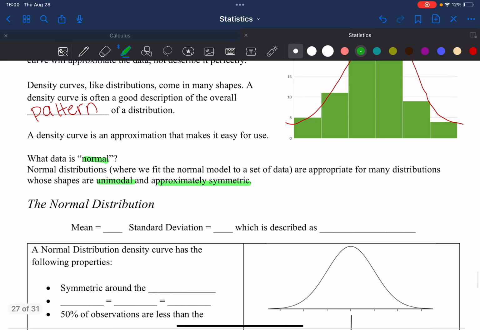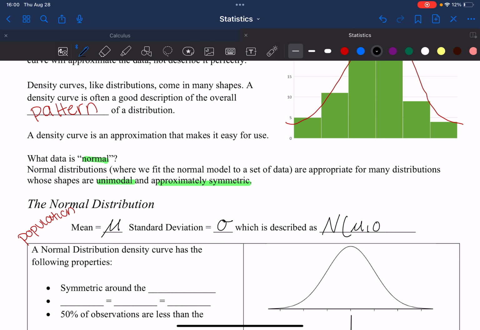Now, talking about the normal distribution, we're going to give new variable names to mean and standard deviation. So before we were talking about sample, and now we are talking about population. So for a population mean, we identify that as mu, and for standard deviation, we identify that as sigma. And then altogether, we would describe the normal distribution as normal of mu and sigma.